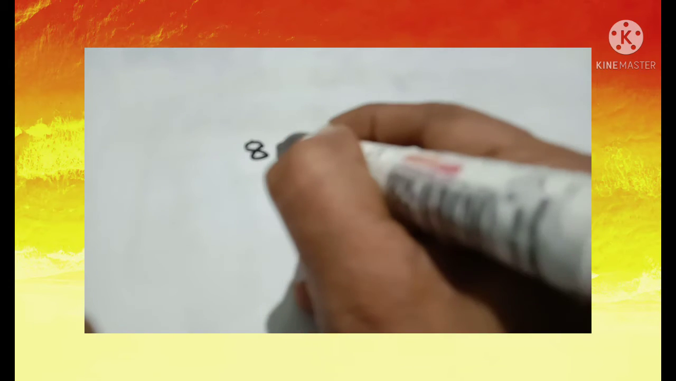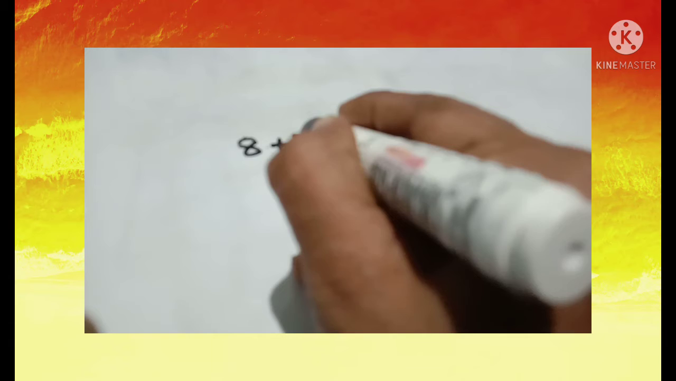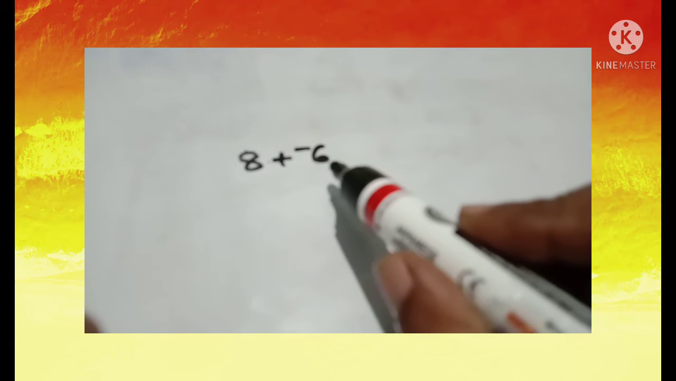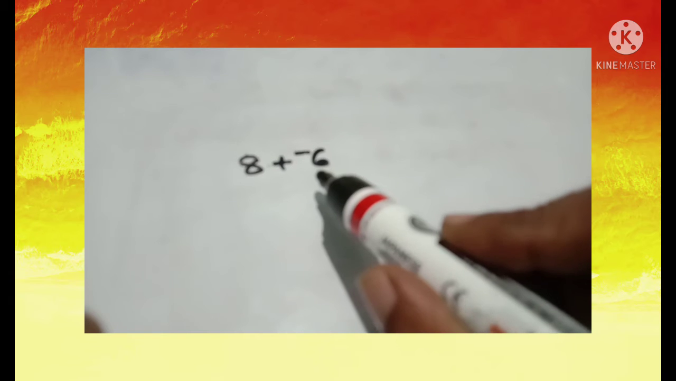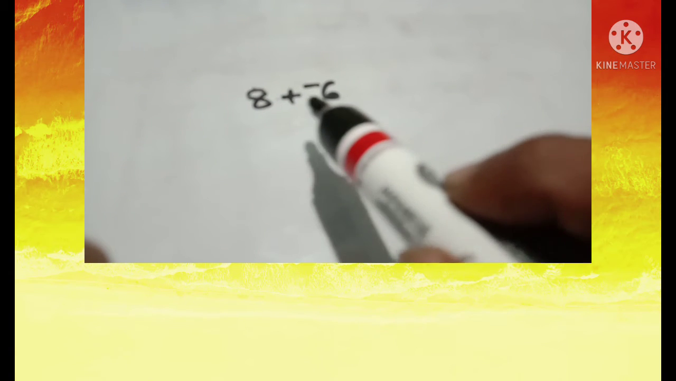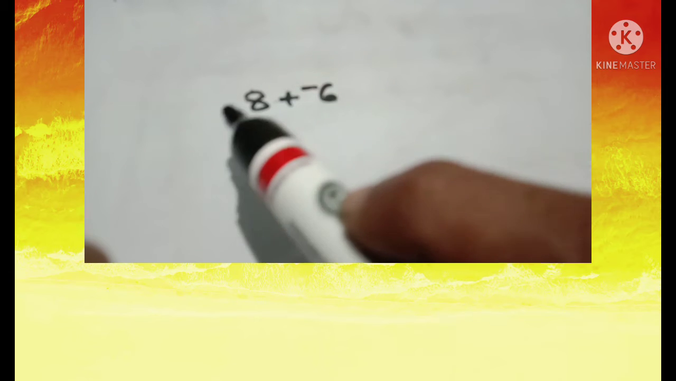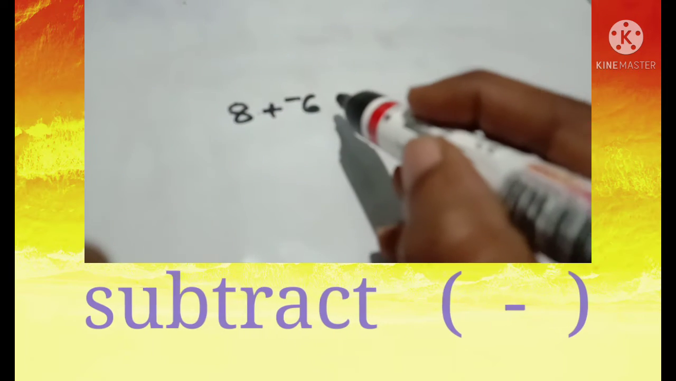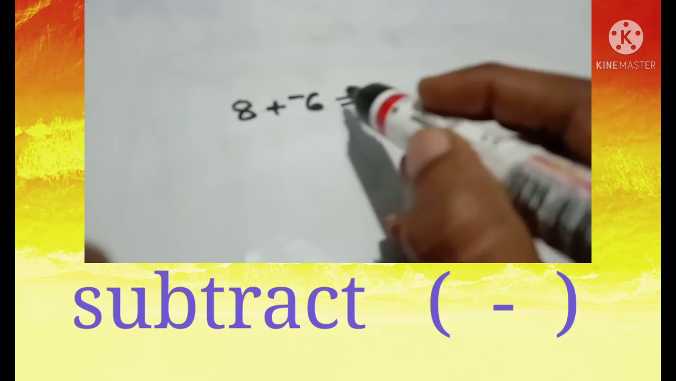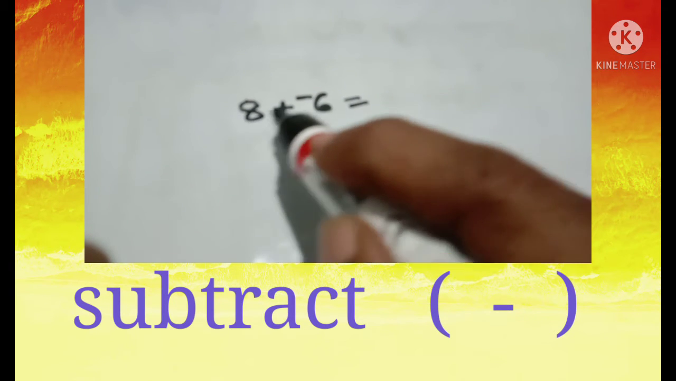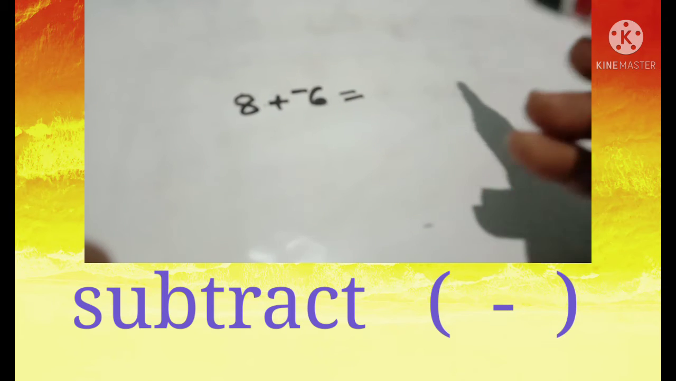If I am writing 8 plus minus 6, 8 plus minus 6, what will you get? What I told you, if you want to add two integers of two different signs, what you have to do first? You have to subtract. You have to find the difference of this. So 8 minus 6, find the difference means you have to subtract.